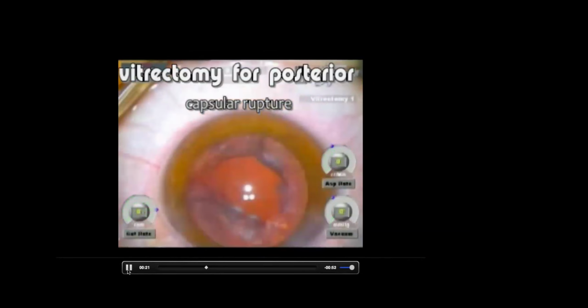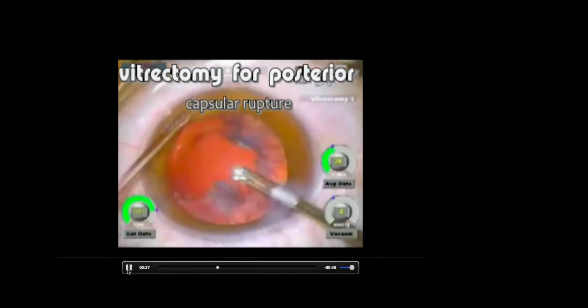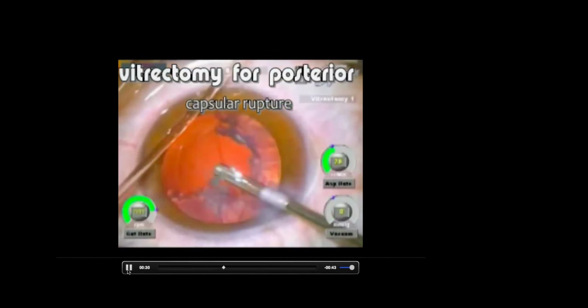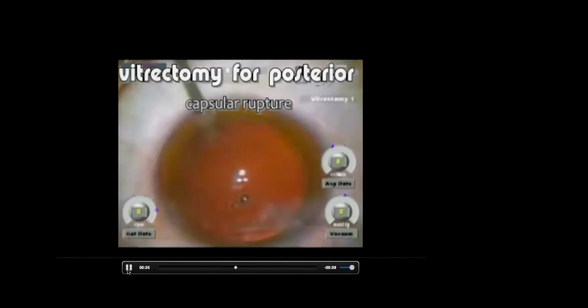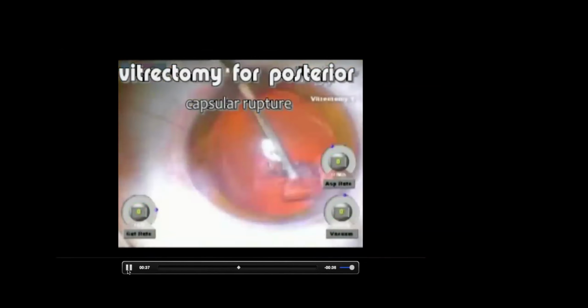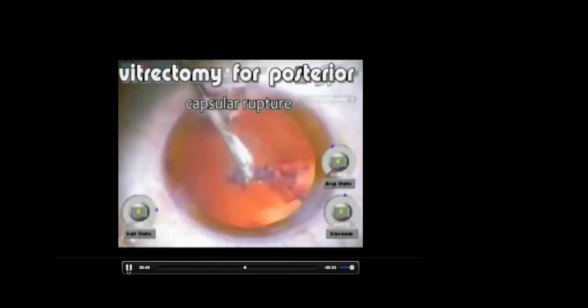Slowly take the lens matter out, inject viscoelastics. It's better to use the dispersive viscoelastic. Then aspirate the lens matter, inject viscoelastic, cut the vitreous repeatedly. Do this procedure: cut the vitreous, inject viscoelastics, cut the vitreous, inject viscoelastics, and inject triamcinolone to see whether there is any remaining vitreous. The triamcinolone will stain the vitreous.